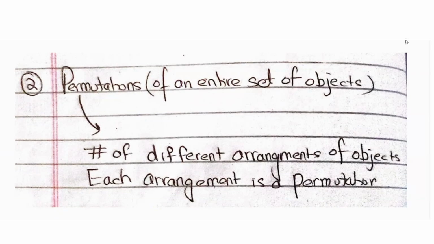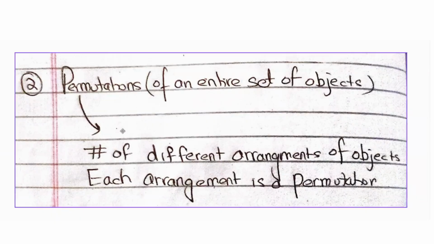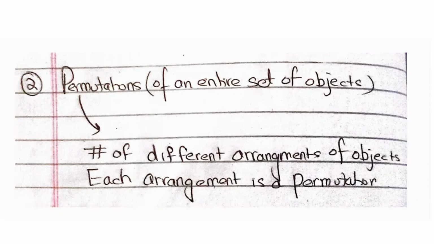We were looking at counting principles. We started off talking about the basic counting principle. Now we want to look at permutations of an entire set of objects. Here, first we need to see what we mean by a permutation. Permutations are the number of different arrangements of objects. Each arrangement is a permutation. So permutation is just another word we use for arrangement.